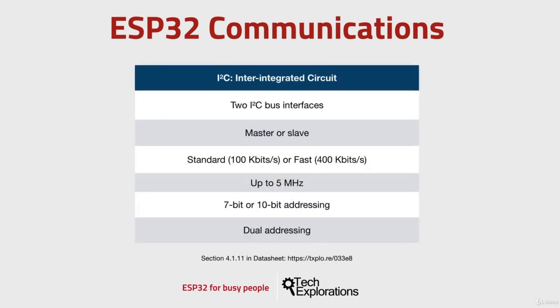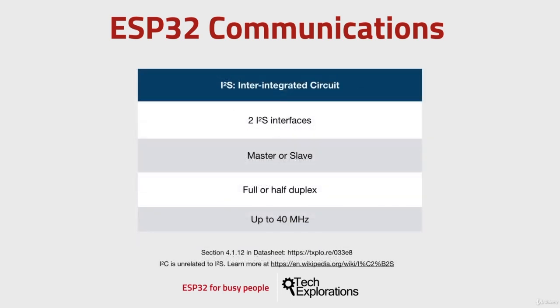The ESP32 contains 2 full I2C bus interfaces, and they can be configured to operate as a master or a slave, standard or fast mode. We'll be using I2C in this course to connect the ESP32 to things such as sensors, in particular the BME280, and the LCD screen with the I2C backpack. There's also 2 I2S interfaces, which are typically used in audio applications.